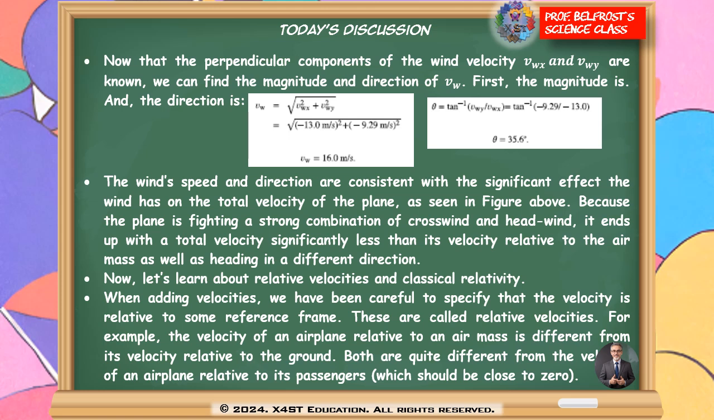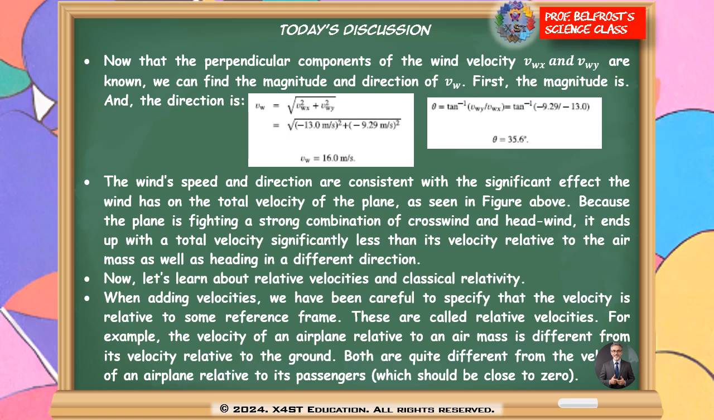And yeah, this is what we want. The wind speed is 60 meters per second, and theta is 35.6 degrees. The wind speed and direction are consistent with the significant effect the wind has on the total velocity of the plane, and this is what we want.